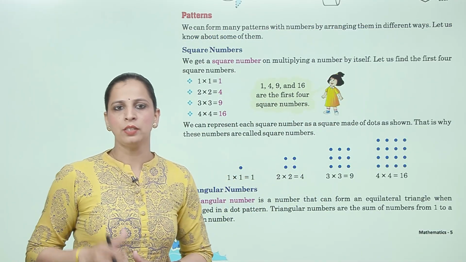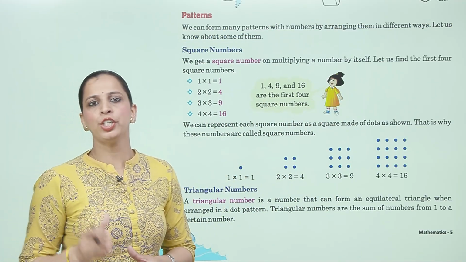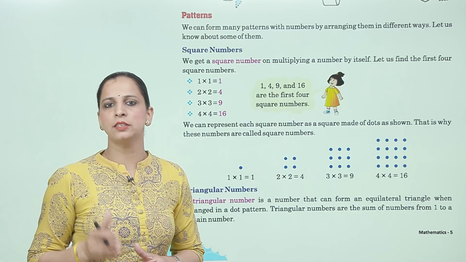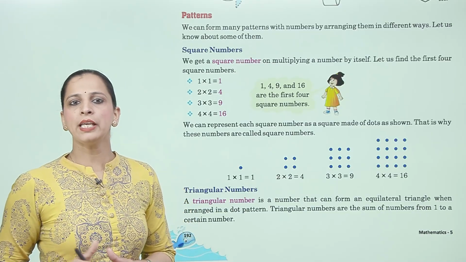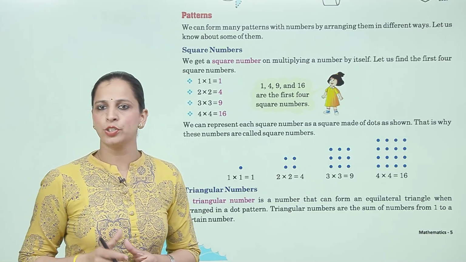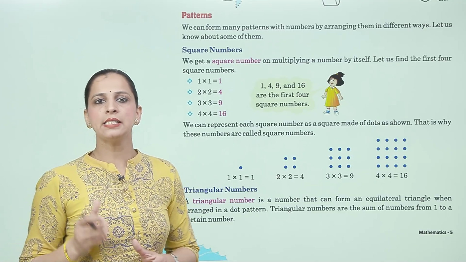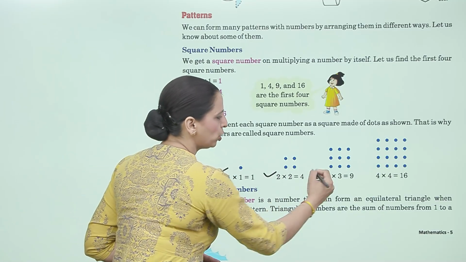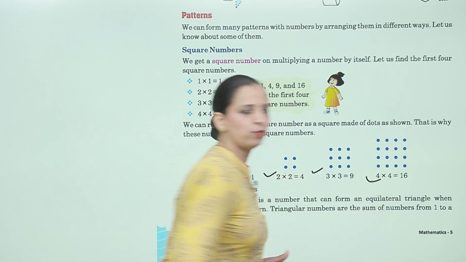1 into 1 is 1, 2 into 2 is 4, 3 into 3 is 9, 4 into 4 is 16. 1, 4, 9 and 16 are the first 4 square numbers. We can represent each square number as a square made of dots as shown. That is why these numbers are called square numbers. 1 into 1, 2 into 2, 3 into 3 and 4 into 4.